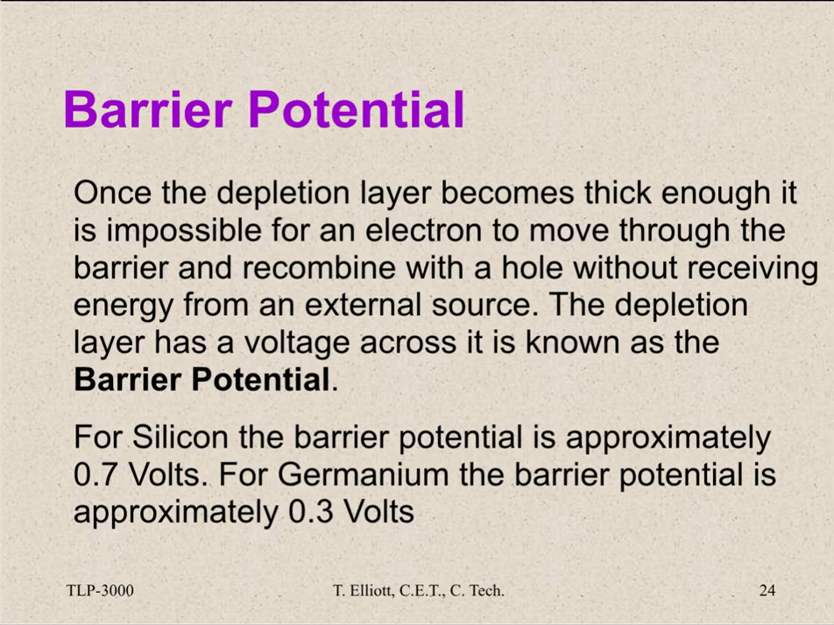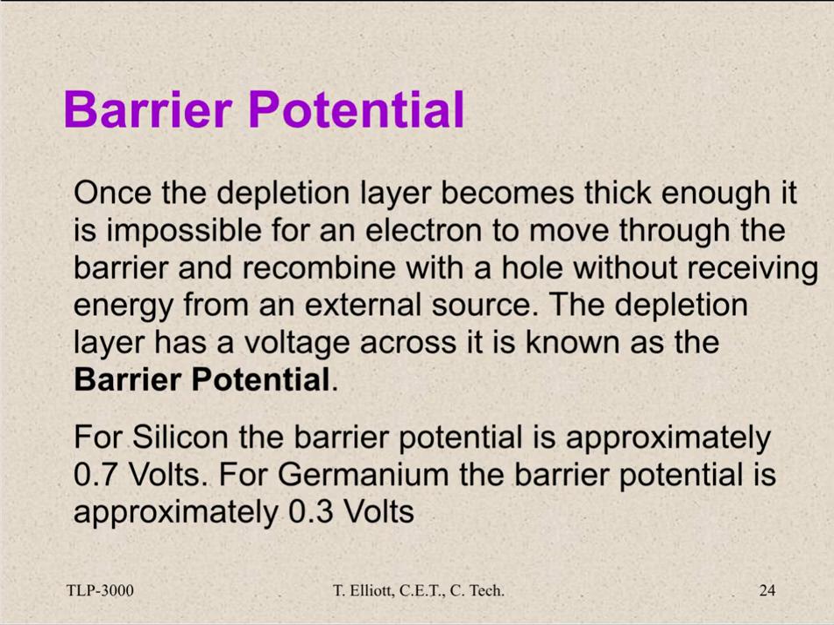Once the depletion layer becomes thick enough, it's impossible for an electron to move through on its own. Some will go due to what's called electron drift, just due to ambient temperature, but it's insignificant. For a silicon diode, that barrier potential is approximately 0.7. For germanium, it's approximately 0.3.